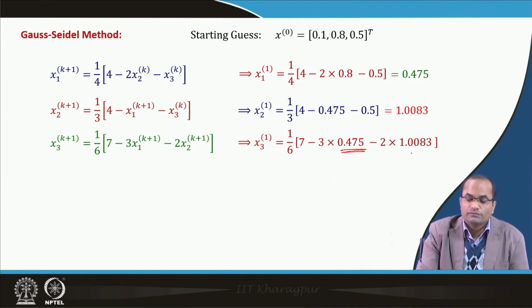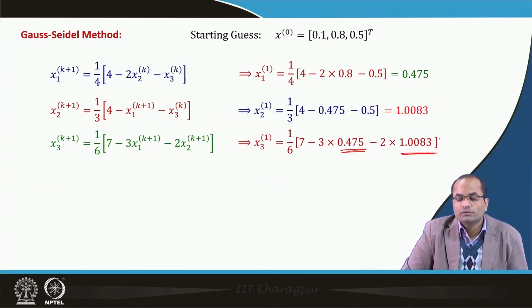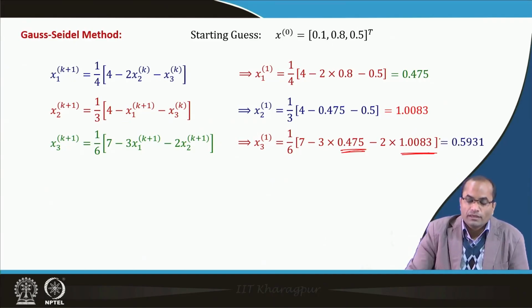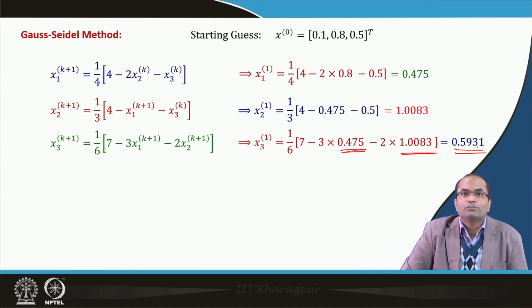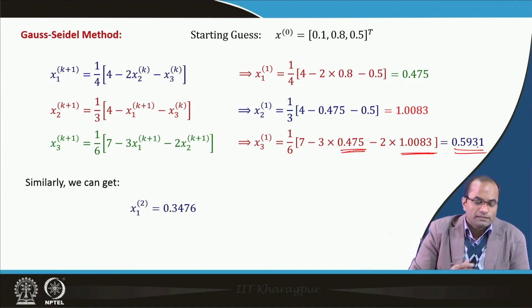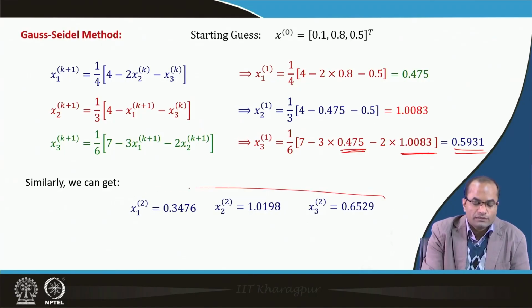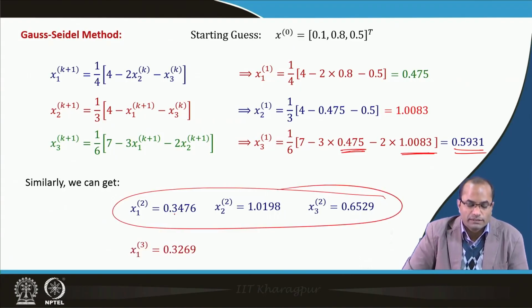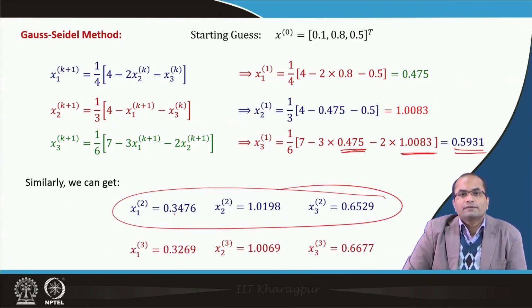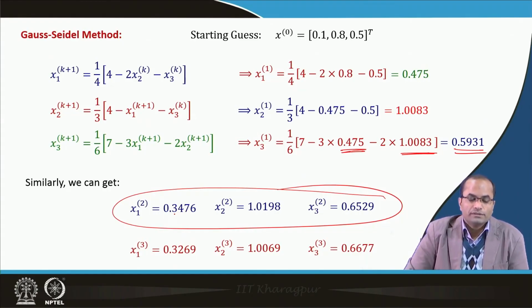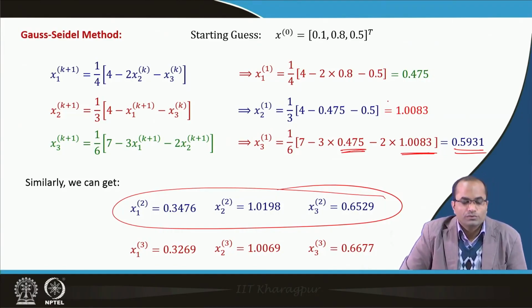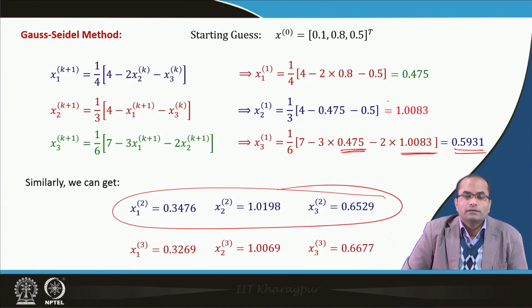So, like 0.475 and this 1.10083 will be used now, and we will get a new value 0.5931, and similarly we can proceed for the second iteration. So, all these values from the second iteration, and then we will get the values after the third iteration. So, here there was a difference that whatever we have evaluated, that value will be used in the current iteration, current evaluation. Well, so that was the evaluation part.